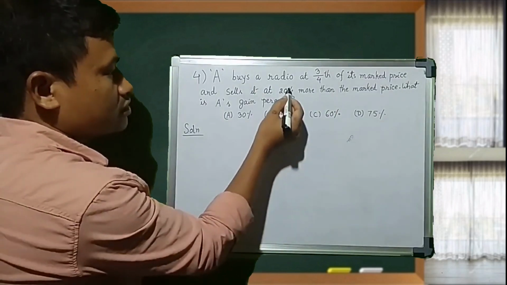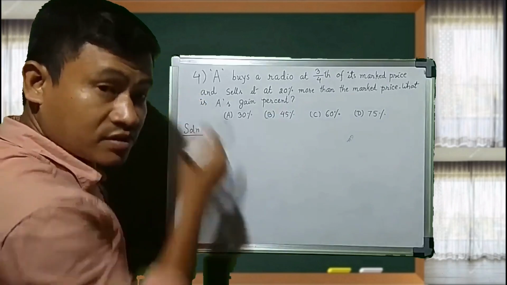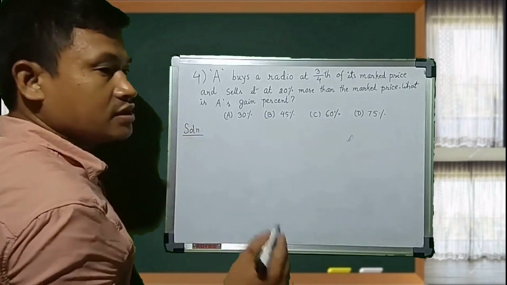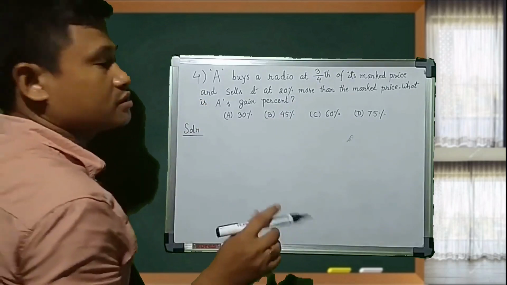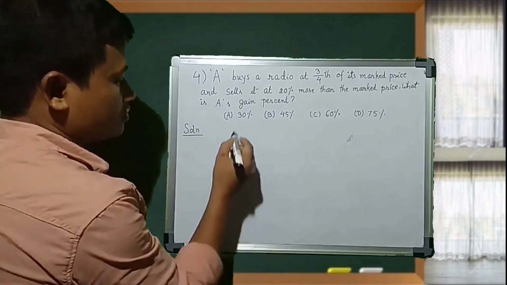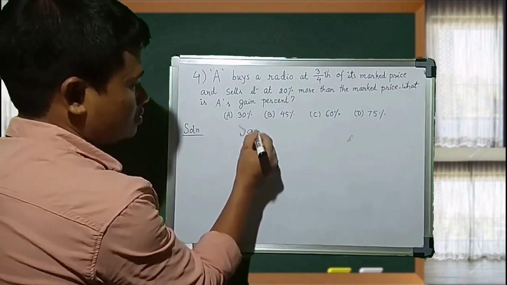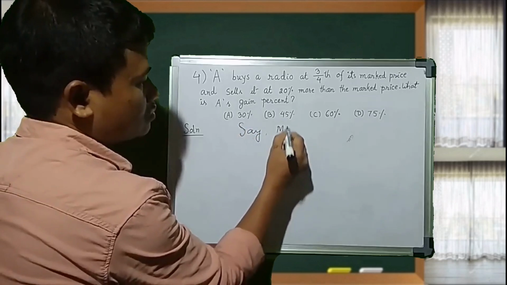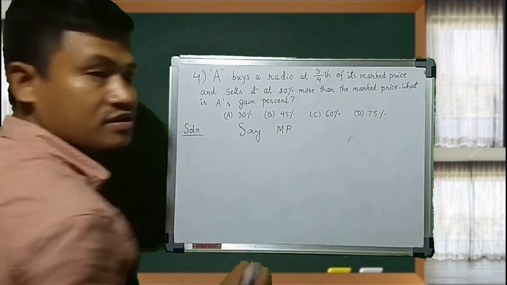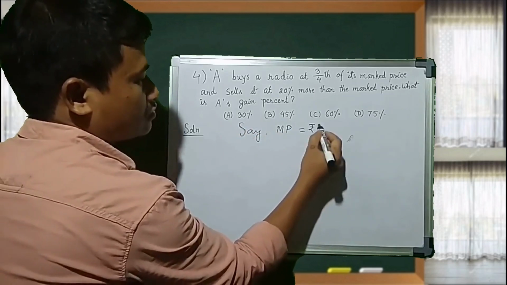Here you can see percentage. What does percent mean? Something out of 100. That is why we should consider the marked price to be 100 rupees. Say MP. What does MP stand for? MP stands for marked price, 100 rupees.